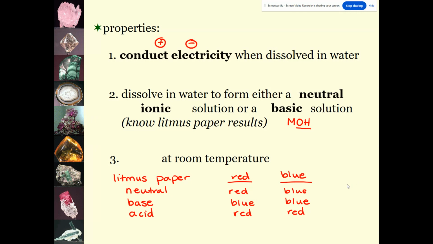Another property of ionic compounds is when they are not in water, when they're in their natural state, they are always solid. Okay, always. Any ionic compound is going to be solid. Like I said, when I put it in water, it might dissolve and become aqueous. That means it's dissolved. But before we put them in water, in their natural state, ionic compounds are all solid.